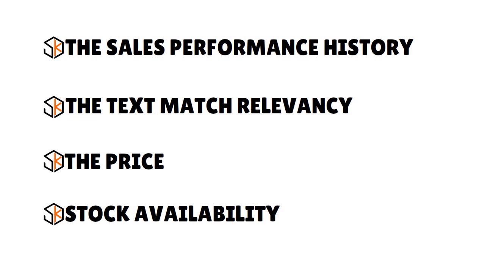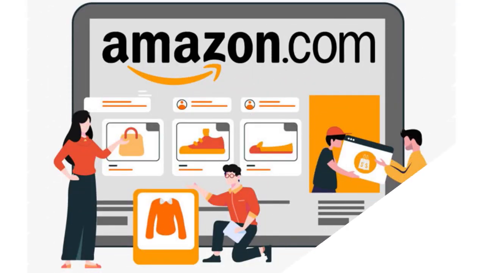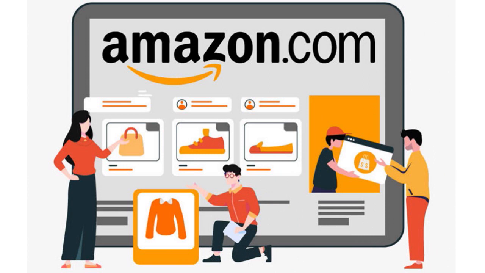So those factors are the direct factors here, but you also might have indirect factors that actually impact Amazon's final product ranking. So this includes things like promotions, advertisements, premium content, very important, images, reviews, fulfillment methods, whether you have chosen FBA or FBM, FBM standing for fulfillment by merchants, that means being you, or fulfillment by Amazon, FBA. And so the thing here is that Amazon is constantly changing their algorithm. They're constantly revamping their algorithm.